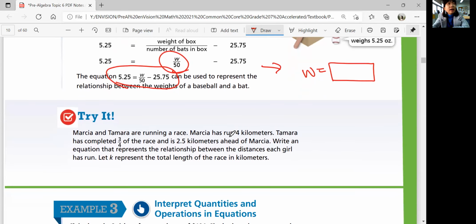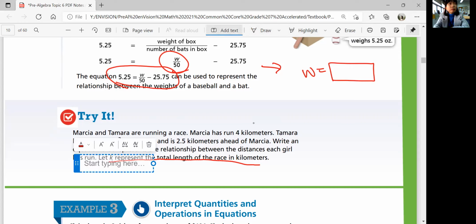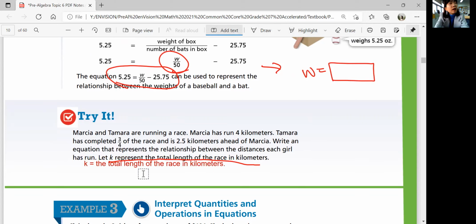Okay, let's look at try it here. Marsha and Tamara are running a race. Marsha has run 4 kilometers. Tamara has completed 3/4 of the race and is 2.5 kilometers ahead of Marsha. Write an equation that represents the relationship between the distances each girl has run. Let K represent the total length of the race in kilometers. Okay, they give you a variable. So you know that K is the total length of the race in kilometers. And see if you can write this by yourself and come back for explanations when you are ready.